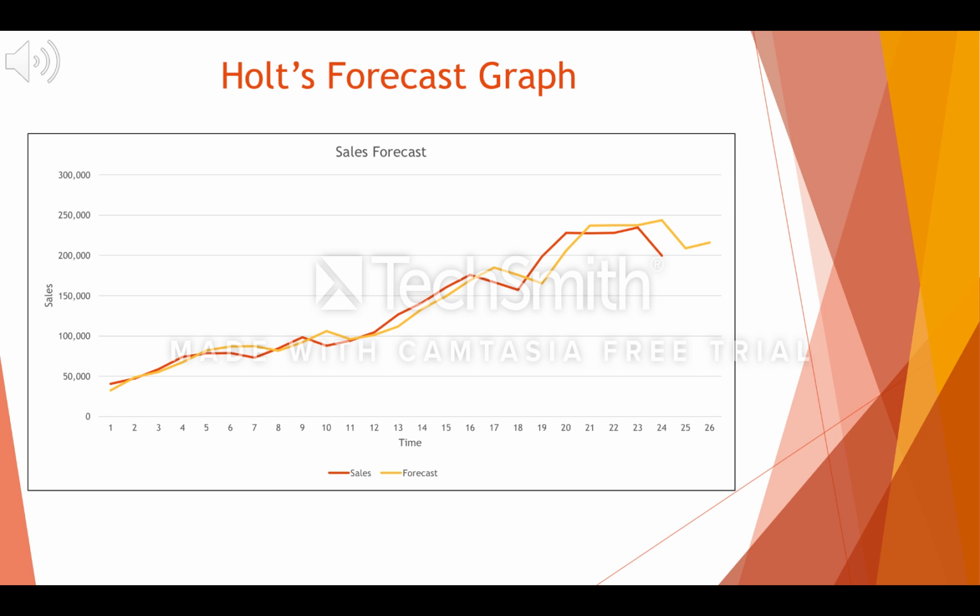This is the graph of actual sales and forecast with 2 time periods ahead. As you can see, the forecast is closely related to the number of sales over the year. Therefore, we can have confidence that the forecast is reliable.